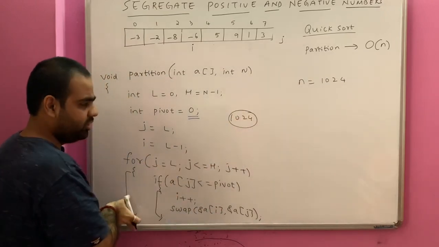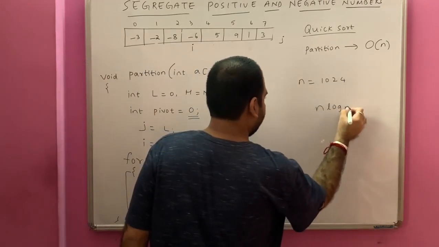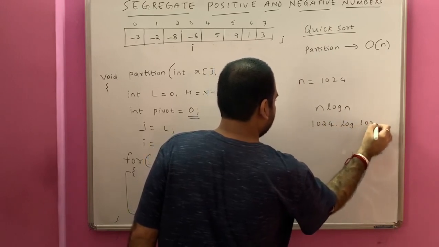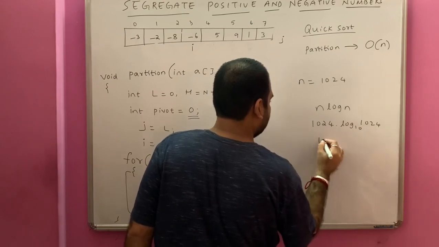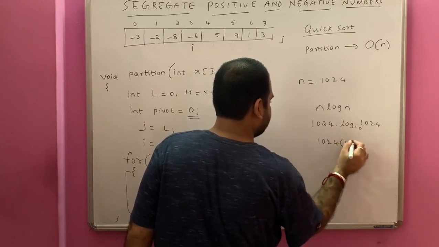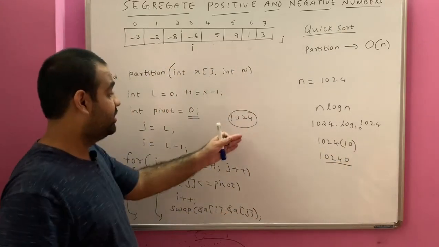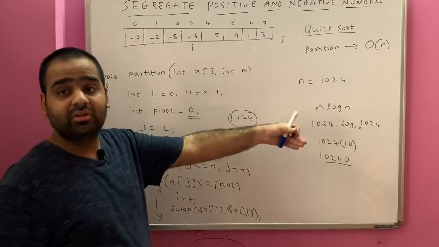This algorithm is big O n, so it will take 1024 operations. If it is n log n, how many operations will it take? 1024 log 1024 to the base 10, which is 10. It will take 10240, about 10,000 operations, versus only 1000 operations. That means it is 10 times faster than the sorting approach.